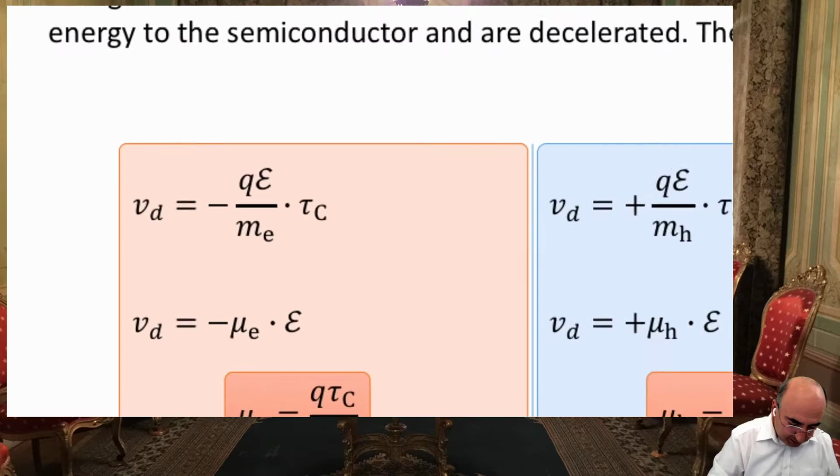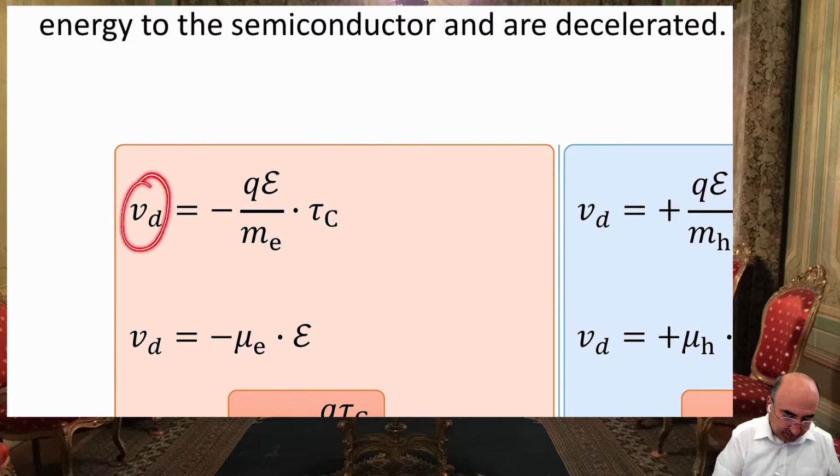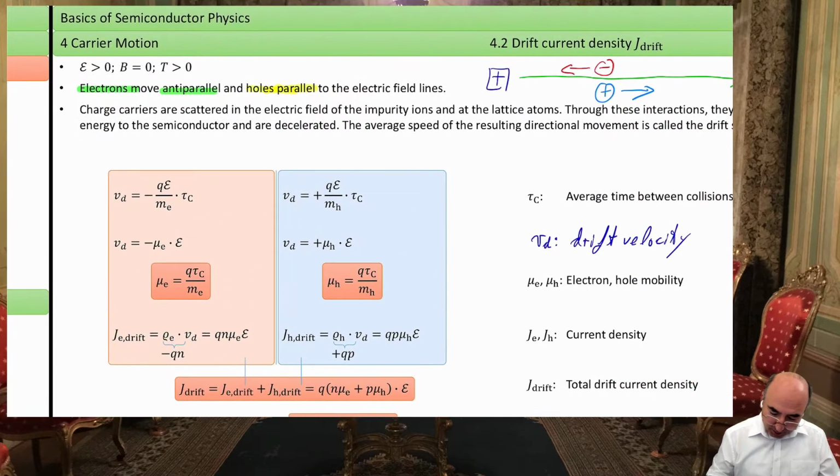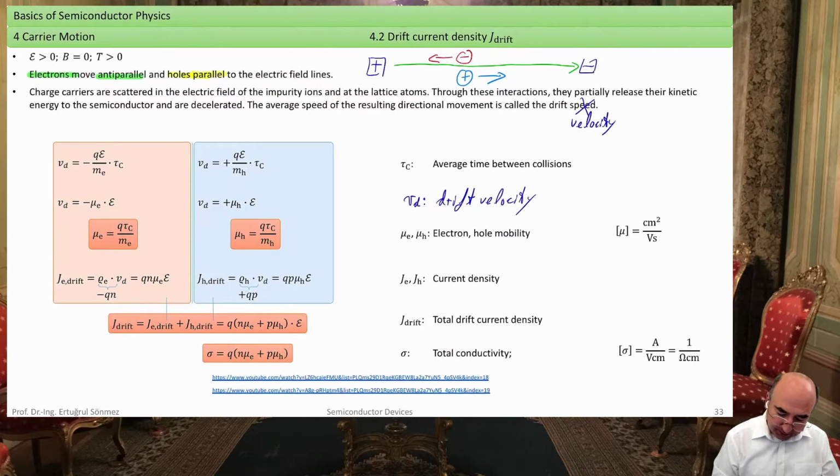Okay, so what is the drift velocity? It is proportional to the electric field. Sure. And it is proportional to this time constant. What is this time constant? It is the average time between collisions.